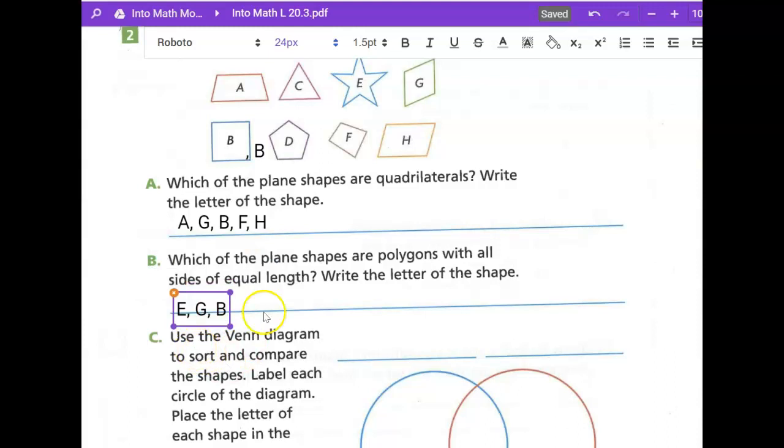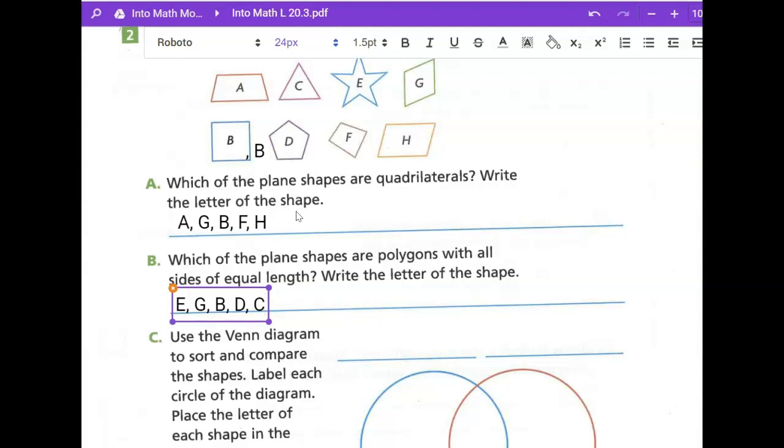I can see that B sides are the same length. If I look at D, I can see that D sides are the same length. And if I look at, I got G, so what that is, B, C, we forgot C. It does have all the same lengths.